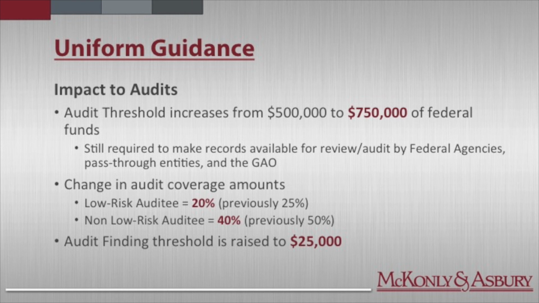The threshold for audit coverage has changed slightly. If your organization fell into the category of a low-risk auditee, previously we had to cover 25% of your federal awards. That has now dropped to 20%. And unfortunately, if you were not a low-risk auditee, that is now 40%, but it's better than what it was at 50%. The threshold has been raised as well. Previously, audit findings in excess of $10,000 had to be reported. Now this is $25,000.